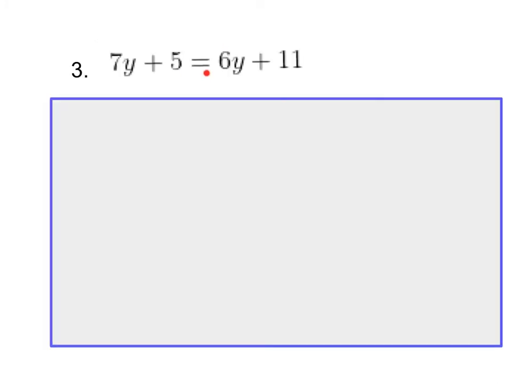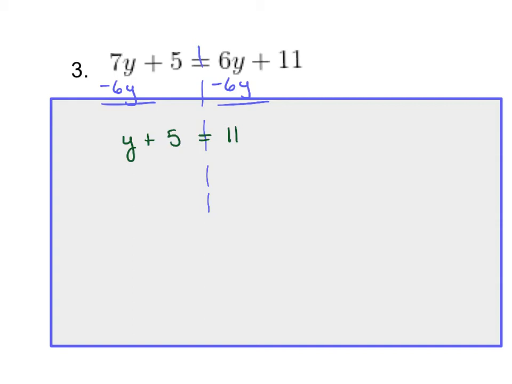Problem 3, we got ourselves an equation. Okay, two terms on the left, but they aren't like terms. Two terms on the right, but they're not like terms. So we just start by trying to get all our variables on the same side. Again, I'm going to try and get my variables to the left. So I'm going to subtract 6y from the right-hand side and do the same to the left. When I do that, I get 7 minus 6, which is 1y. We just write y for that. 6 minus 6 will cancel, leaving me just 11.